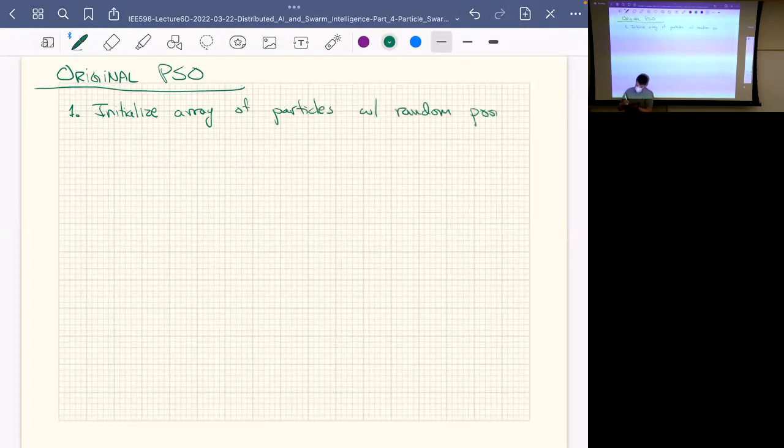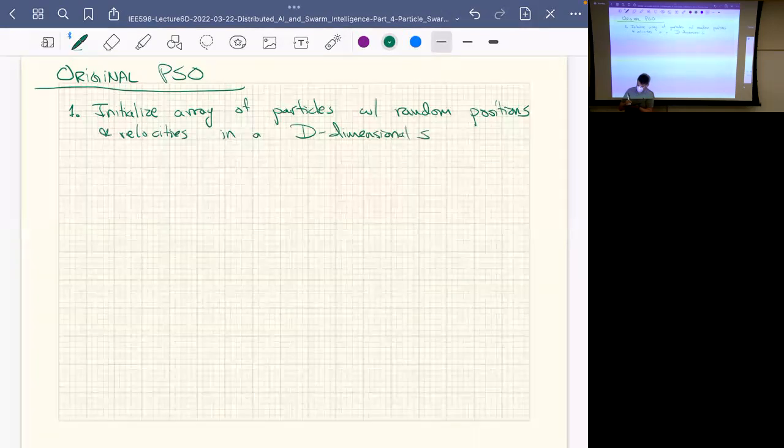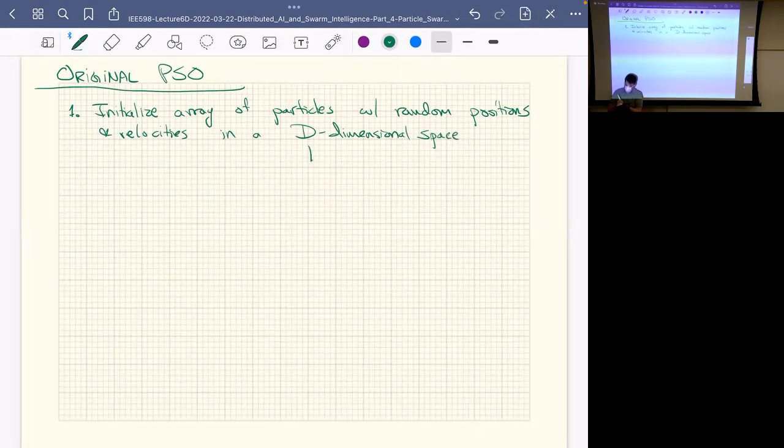Random positions and velocities in a d-dimensional space. And d here is, I'll say, decision variables, the decision space. So this is similar to bacterial foraging optimization.